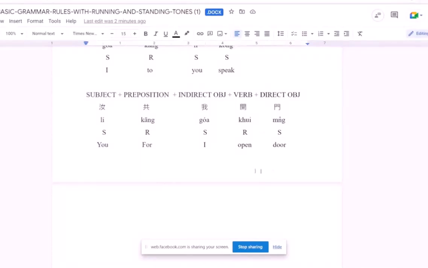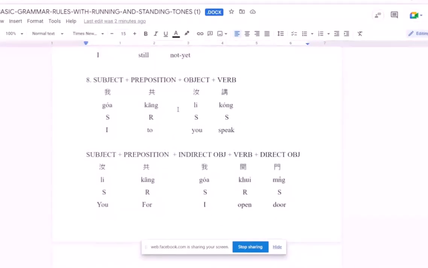In correct English grammar, this would translate to "open the door for me." So di kangwa kui meng. But in word for word translation, it would be "you for I open door." All right. Okay. Well, that's it.